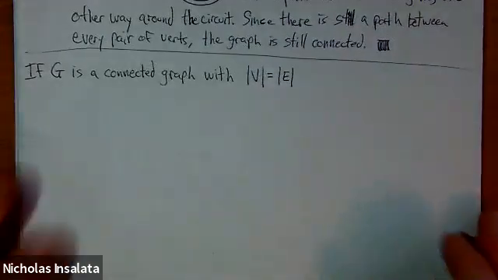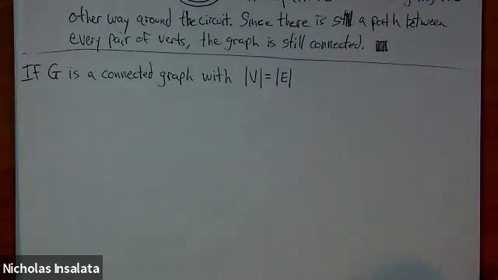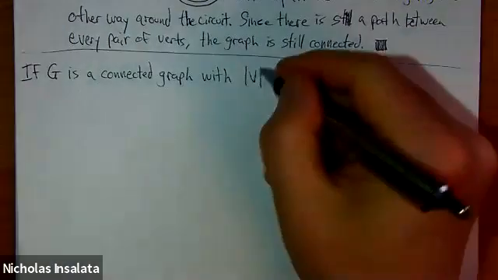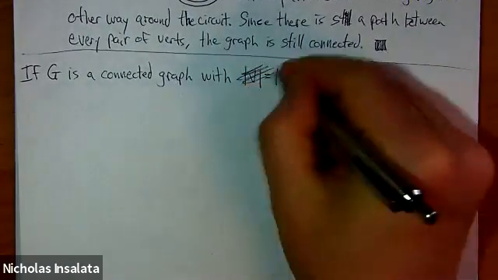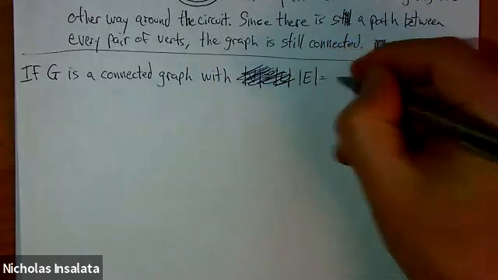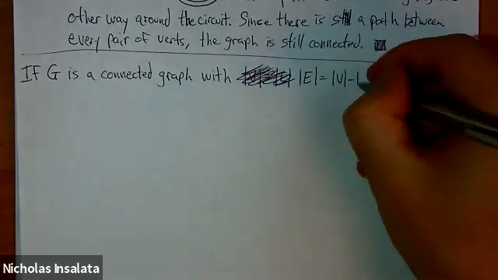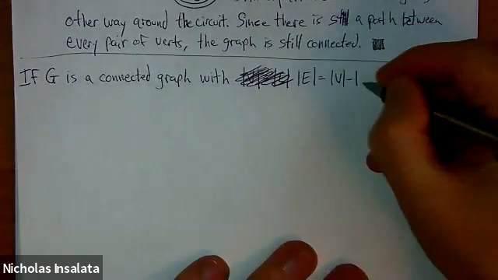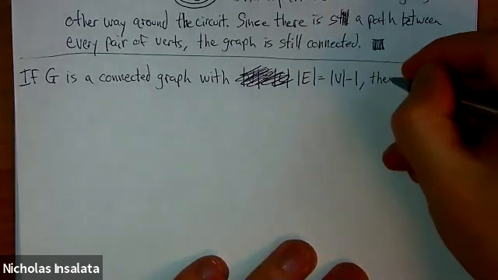Oh, wait, did I do that wrong the whole time? Uh-oh. Oh, boy. Now I'm worried. Oh, no, I just did it the other way the last time. Okay, sorry. I just went backward. Sorry about that. Edge set equals the size of the vertex set minus 1. That's better. Then G is a tree.